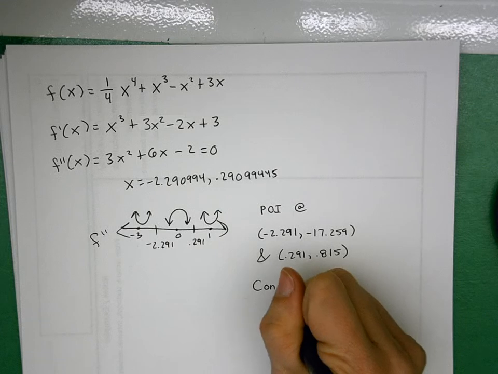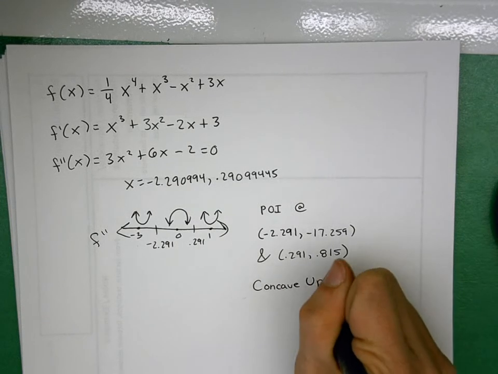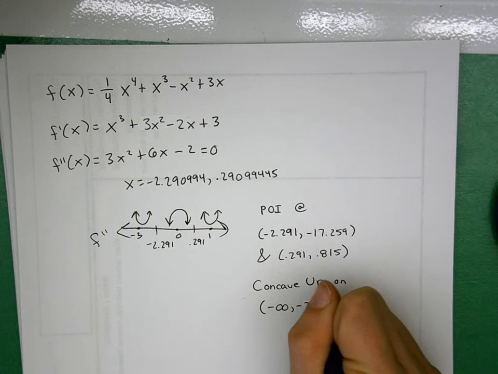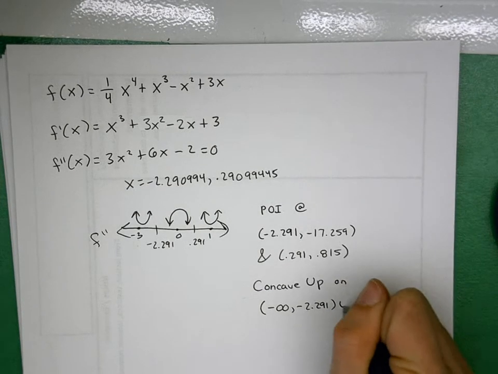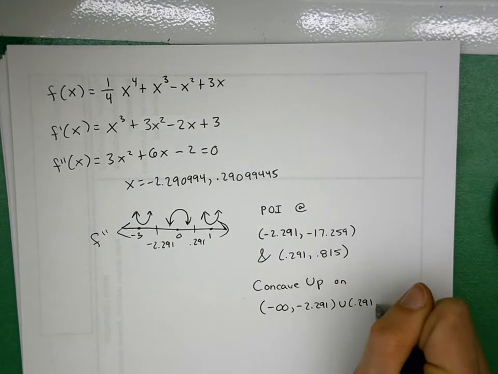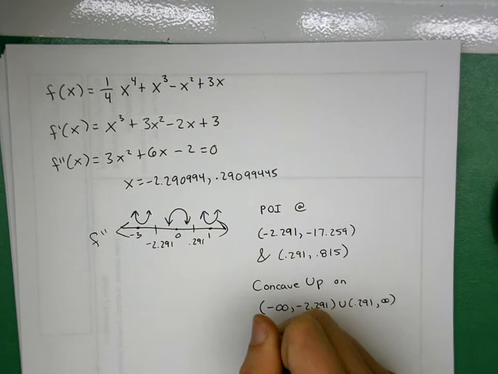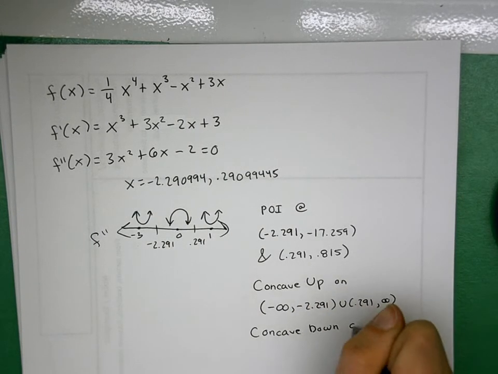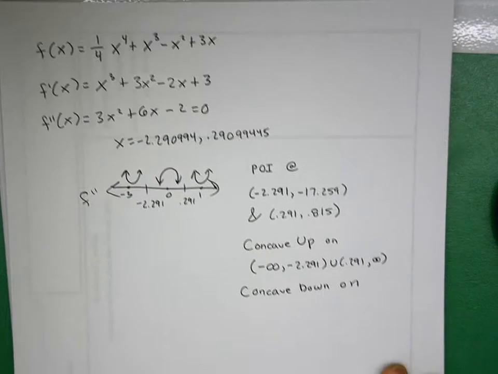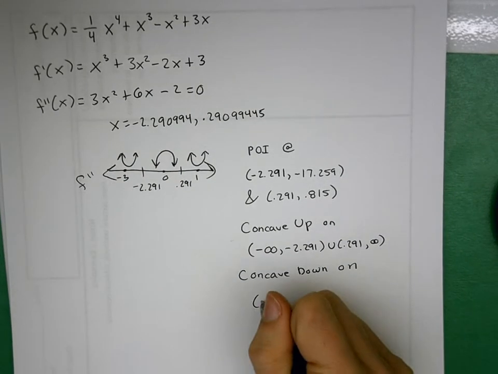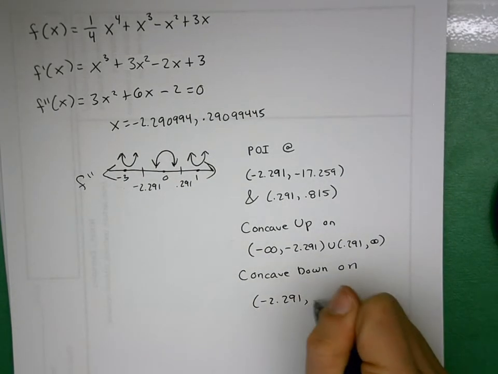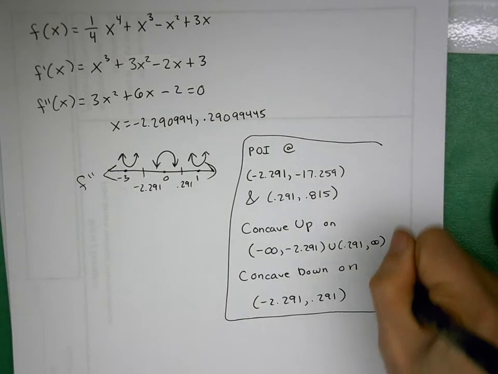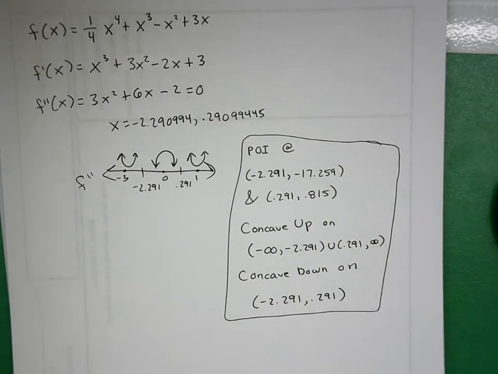I'm concave up on negative infinity to negative 2.291 and 0.291 to infinity. And I'm concave down on negative 2.291 to 0.291. And there you go.